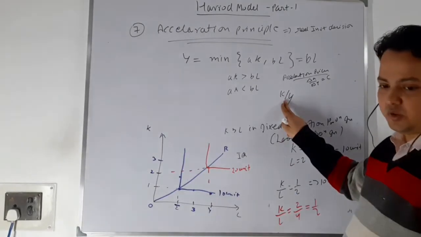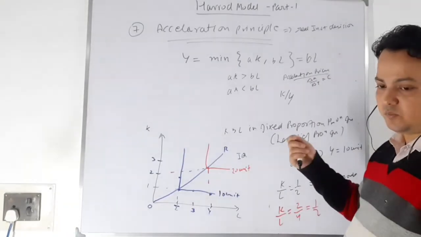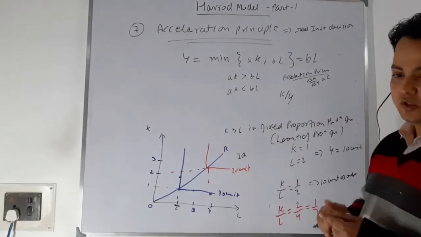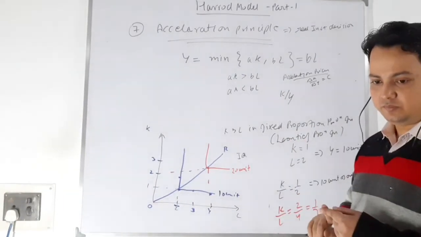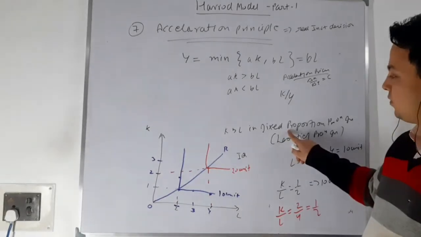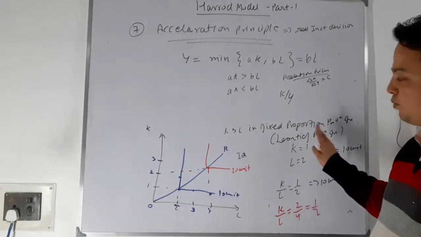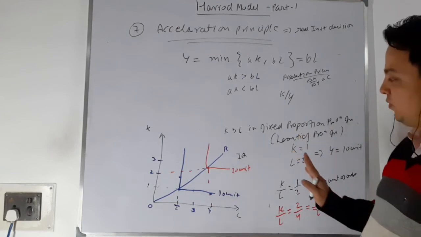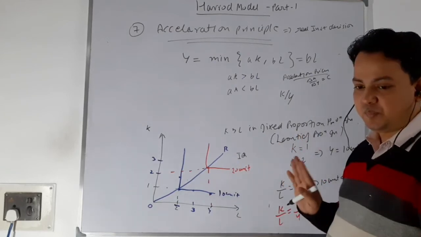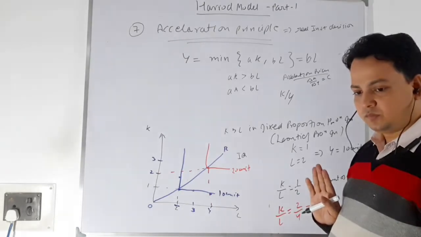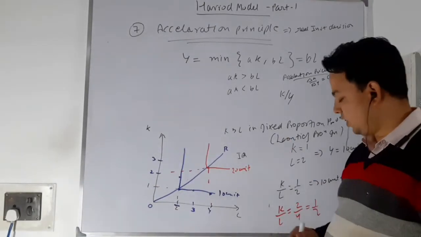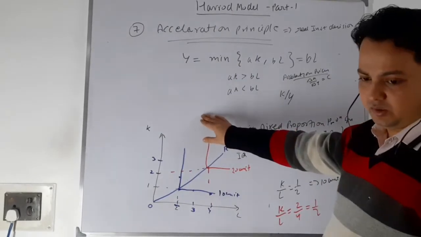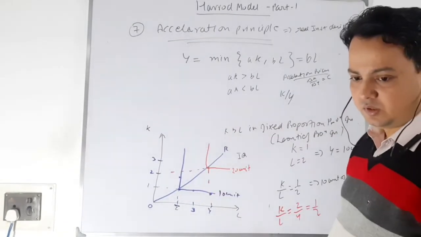When your capital output ratio is constant, what is the significance of it? First, your capital labor ratio is fixed. Second, the production function that we will be having is of fixed proportion kind, non-substitutable kind. That means we have to use capital and labor in fixed proportion. So this is assumption number 8. Capital labor ratio is fixed.